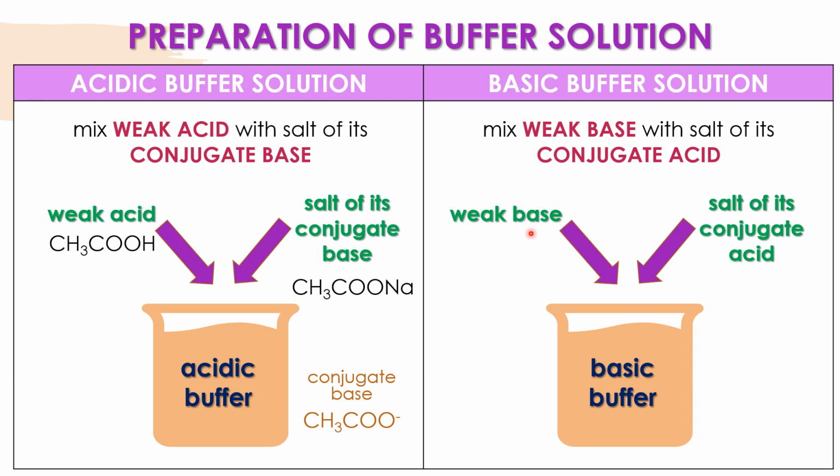Contoh weak base yang kita boleh guna untuk hasilkan basic buffer solution adalah NH3, ammonia. So garam ataupun salt yang kita boleh campurkan, kita kena tengok dulu apakah conjugate acid bagi ammonia. So conjugate acid bagi NH3 ianya adalah NH4+. So kita carilah apa-apa garam yang mengandungi NH4+. For example, NH4Cl, ammonium chloride.